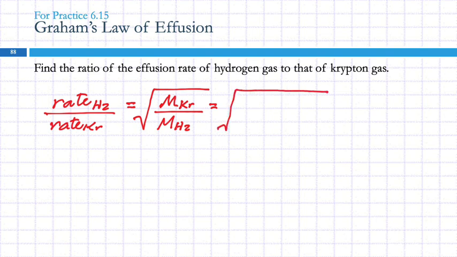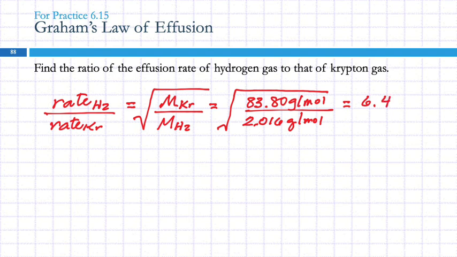So I'm looking for the molar mass of krypton, 83.80 grams per mole, and hydrogen would be 2.016 grams per mole. So the square root of 83.8 divided by 2.016. 6.447.